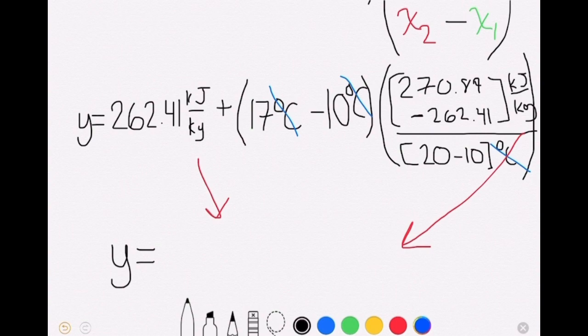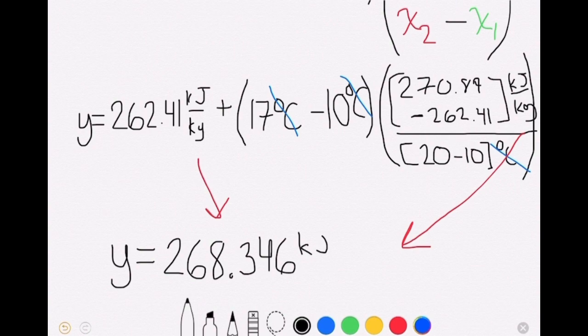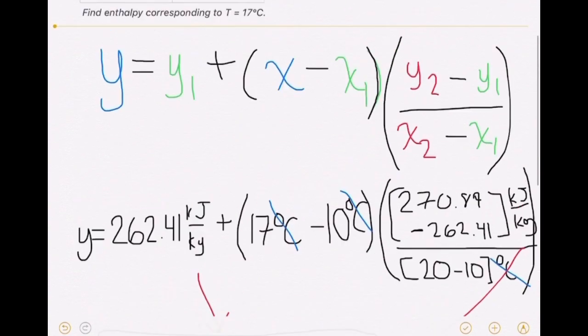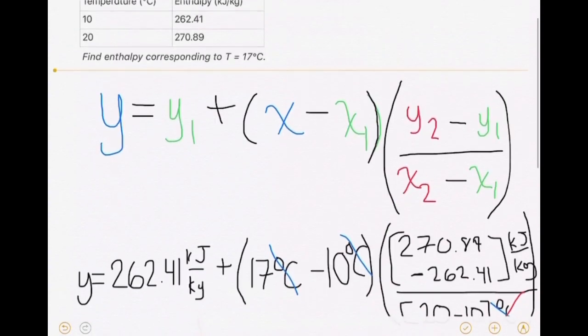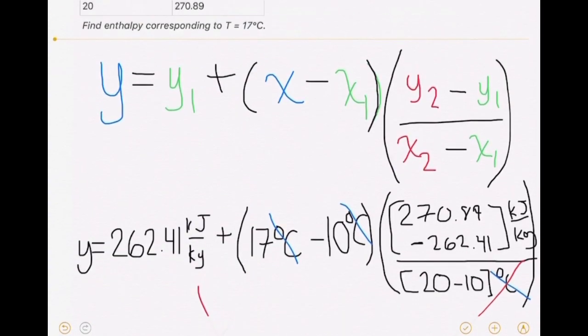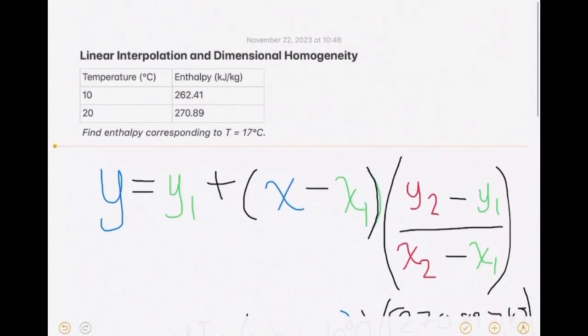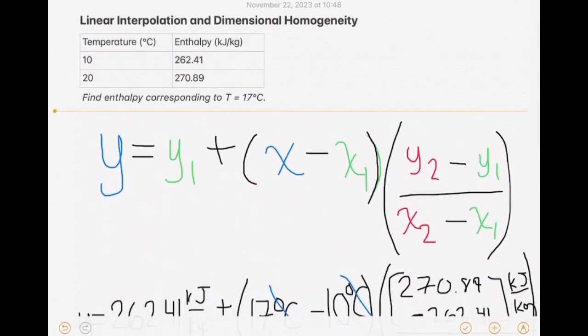We should get a value of 268.346 kilojoules per kilogram. Does this make sense? It should, right? Because it's more than 262, which is the lower bound, but it's less than 270, which is the upper bound.